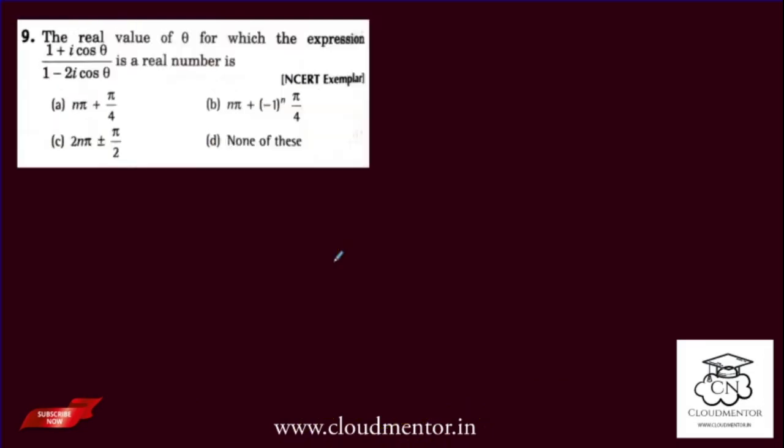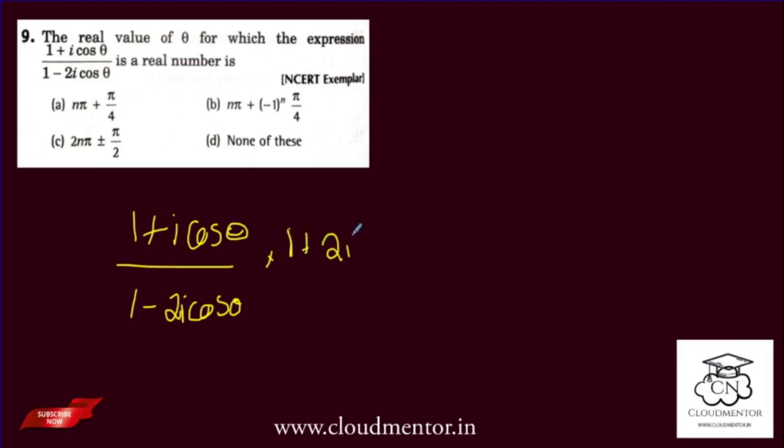Next question. The real value of theta for which the expression (1 plus i cos theta) by (1 minus 2i cos theta) is a real number, is. So here also we are going to simplify the expression and then find the answer. That is 1 plus i cos theta divided by 1 minus 2i cos theta, and taking the conjugate and multiplying, that is 1 plus 2i cos theta by 1 plus 2i cos theta.